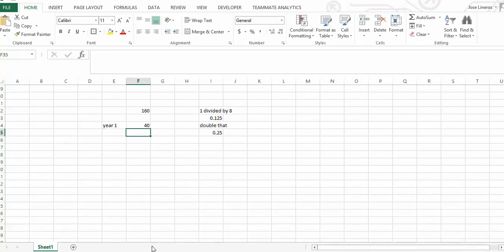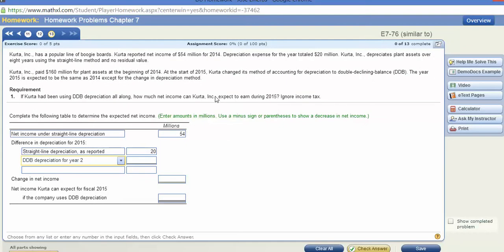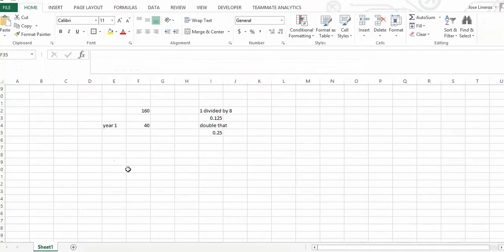Okay, but it's not asking you about 40 million. It's not asking you about 2014. This is 2014. It's asking you about 2015. Okay, so year 2, what would it be in year 2? Well, in year 2, you would take the 160 million minus the 40, because that's your net book value. Your net book value, or what the book calls a lot of times book value, is the original cost minus depreciation taken to date, which is called accumulated depreciation. So 160 minus 40 is 120.